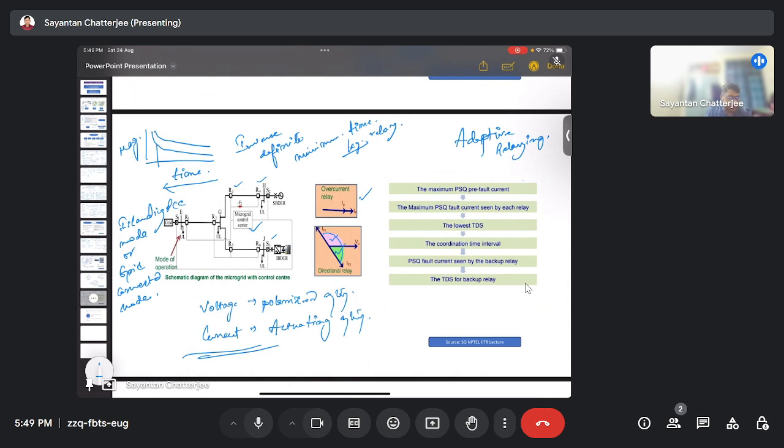So this is the maximum positive sequence fault current seen by each relay, the lowest time delay setting, the coordination time interval, the positive sequence fault current seen by the backup relay, and the time delay for the backup relay. So it's not a single operating scenario, it's multiple stages that operate all together to deliver the backup protection scheme.